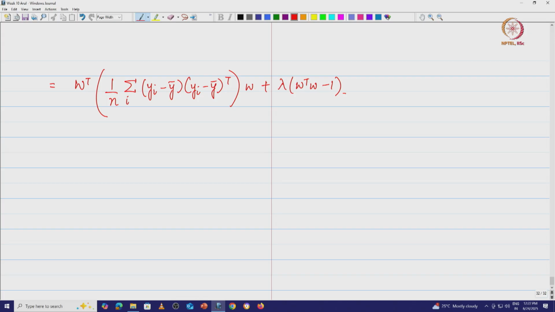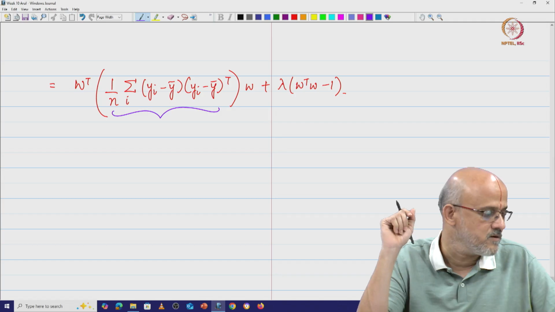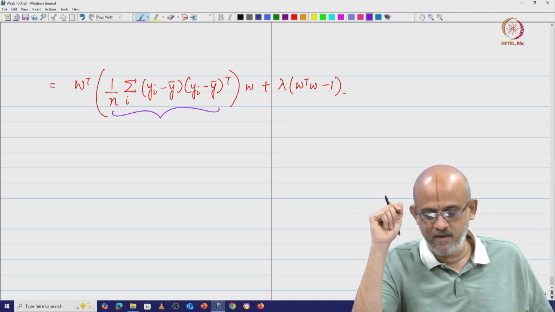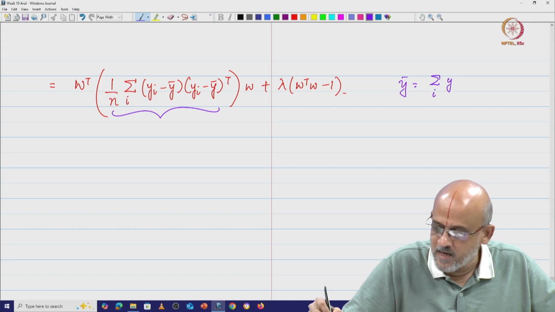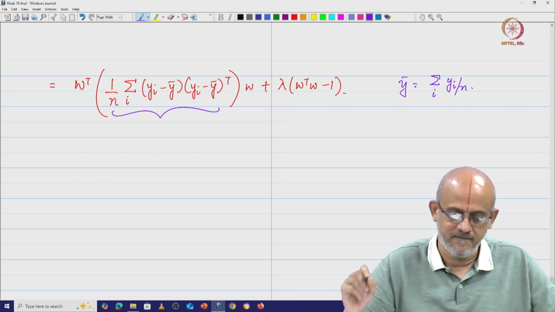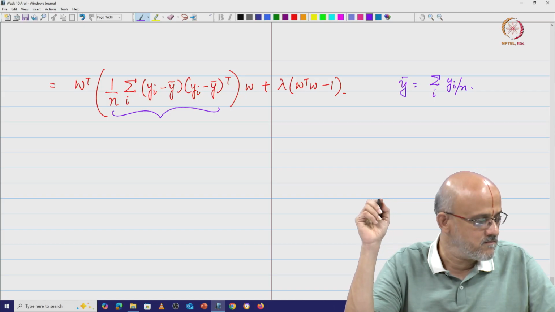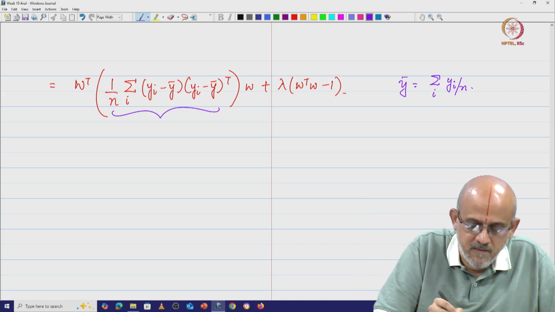Now, if you look at this expression, this is basically your covariance matrix of y. That is, y I minus y bar into y I minus y bar the whole transpose summation is going to be the covariance matrix, where y bar is equal to sigma I y I by n. So, this is going to be my Lagrangian.